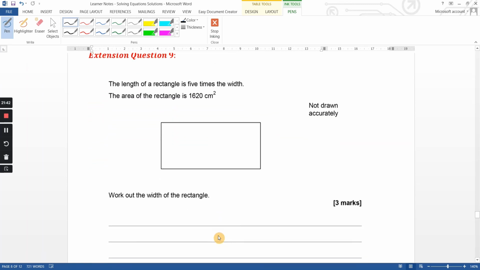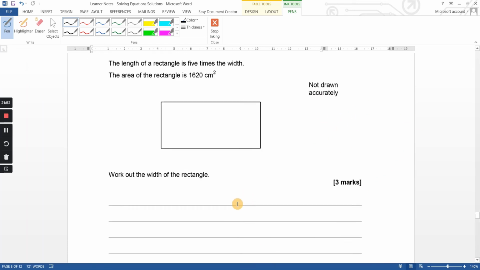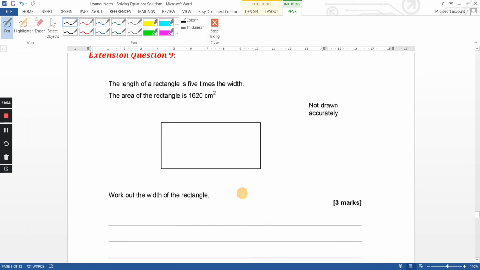Let's move on. Length of a rectangle is 5 times the width. Area of the rectangle is 1,620 centimeters squared. Not drawn accurately. Work out the width of the rectangle. So the length of the rectangle is 5 times the width. If we call the width x, the length would be 5 times that, so that'll be 5x. Yeah, that's your first step, definitely.